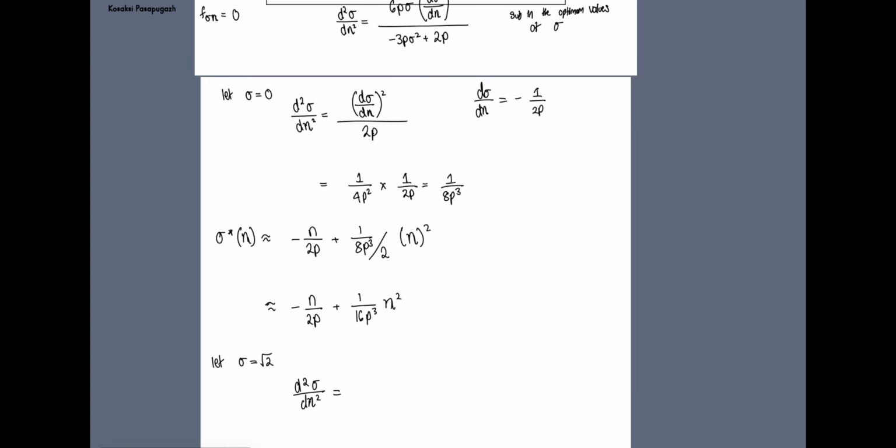We need to do the same for sigma is equal to root 2. So d squared sigma over d eta squared, if we look back, we get 6 root 2 p brackets 1 over 4p all over minus 4p.